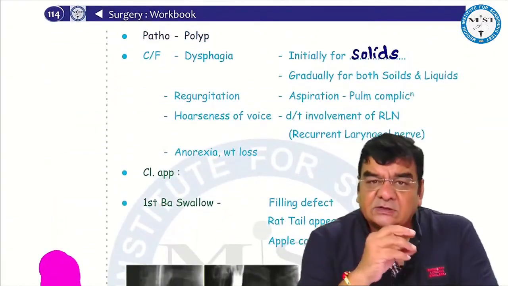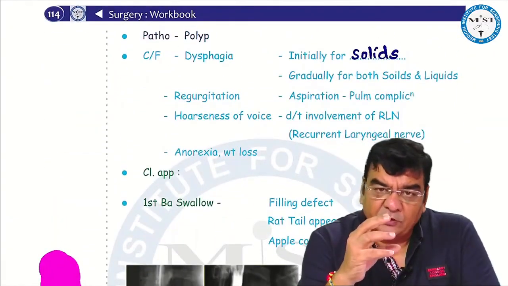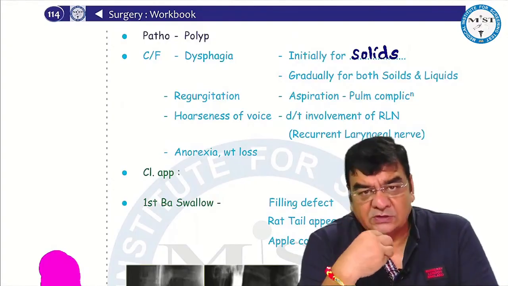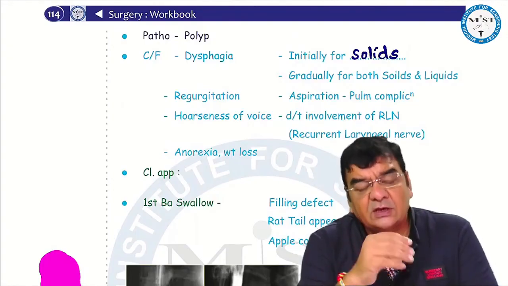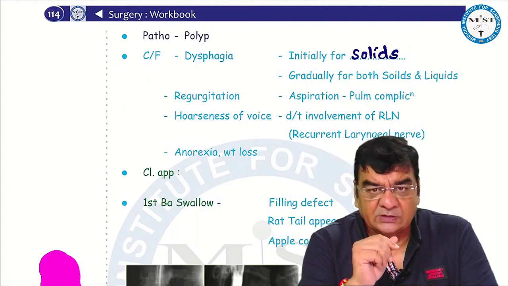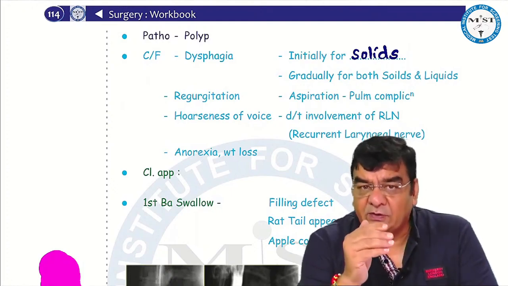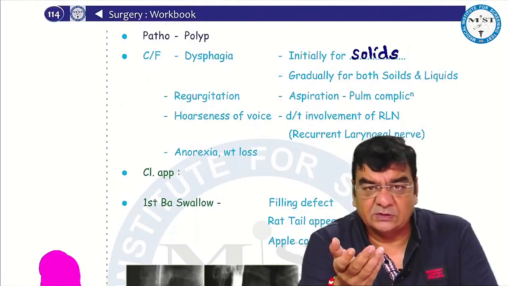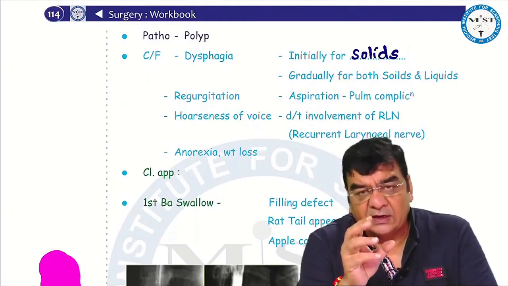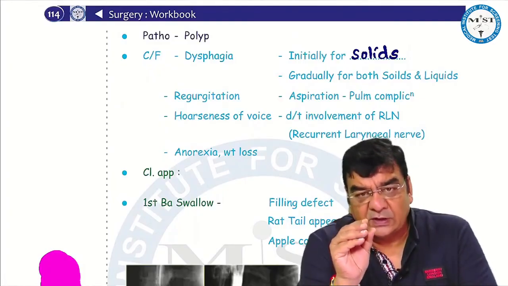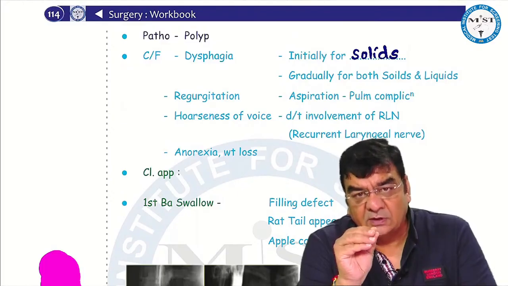Esophageal cancer generally grows as a polyp in the lumen of the esophagus, and this is going to cause dysphagia, initially for solids and gradually for both solids and liquids. In achalasia, dysphagia is initially for liquids and gradually for both solids and liquids. And the simple reason, in achalasia, is the lower esophageal sphincter spasm.